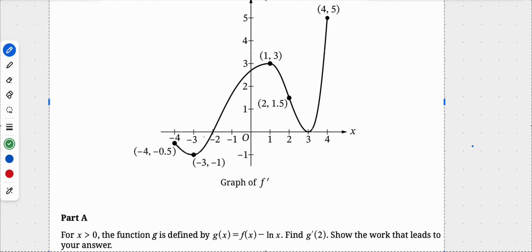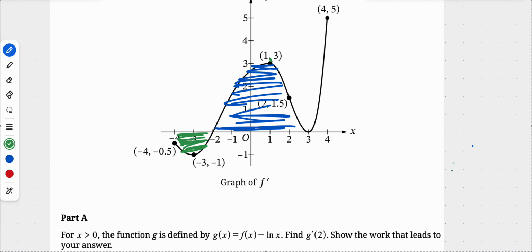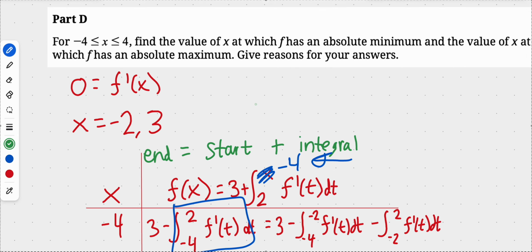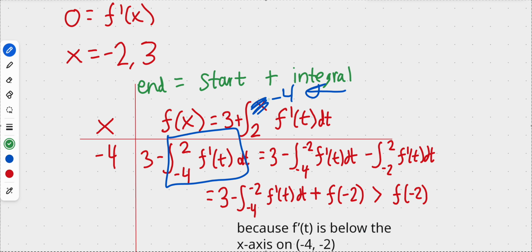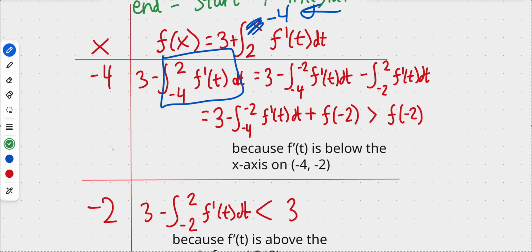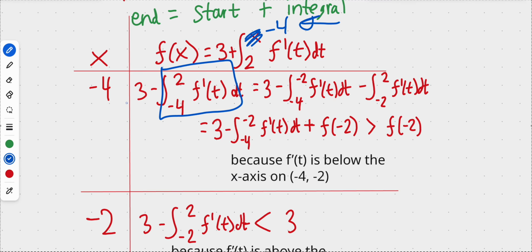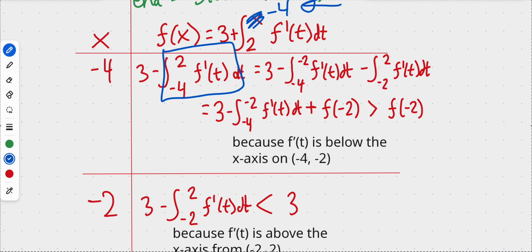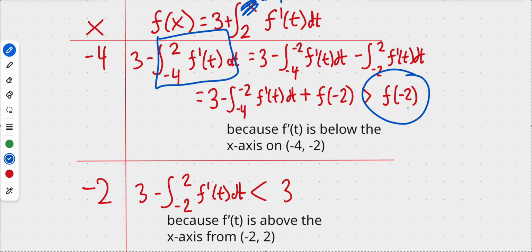And I'm shading it a different color because this is different. This is negative area because it's beneath the x-axis. Okay, so I know that this will be smaller. It's a smaller total area than the previous thing we just talked about, right? Smaller total area. So what that means is that this integral is smaller than this integral, right? So wait a minute, I'm doing 3 minus a smaller thing, right? If I do 3 minus a smaller thing, shouldn't I end up with a bigger answer? That's why I say it's bigger than f of -2.